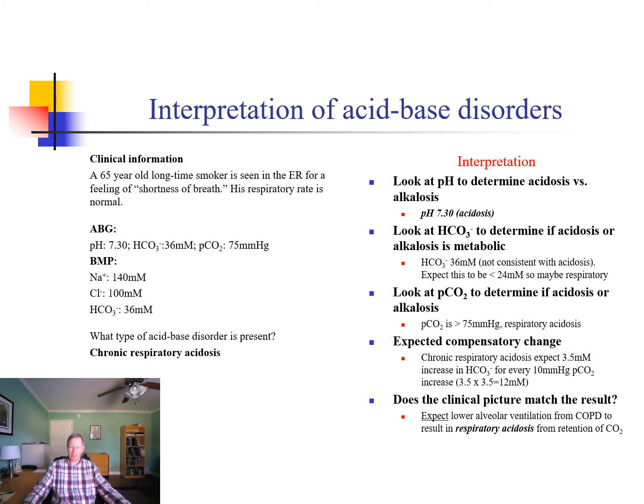In this case, the bicarbonate now is 36, which would be consistent with a chronic respiratory acidosis, given that the CO2 went from 40 to 75, and that there's a 3.5 millimolar increase in bicarbonate for every 10 millimeters of mercury rise in the PCO2. So this is a chronic respiratory acidosis. And you expect that also from a hypoventilating person with chronic obstructive pulmonary disease.